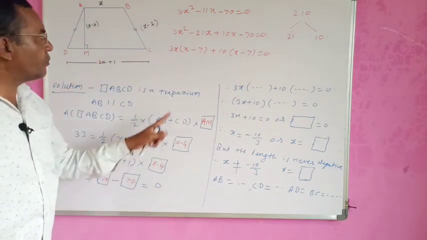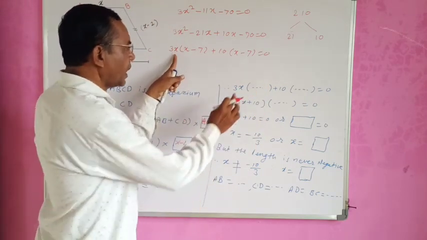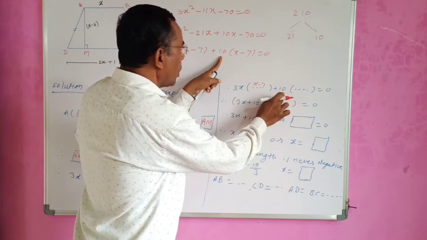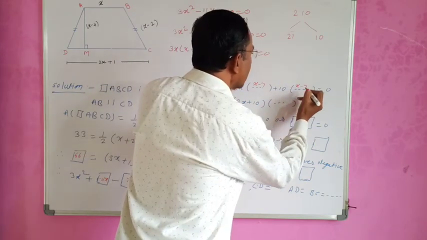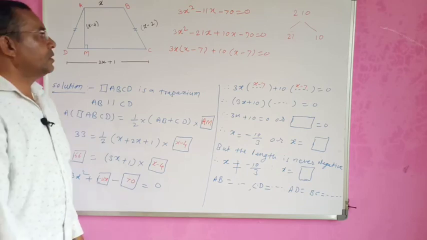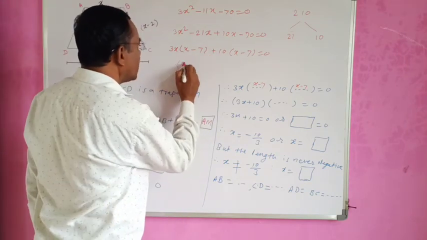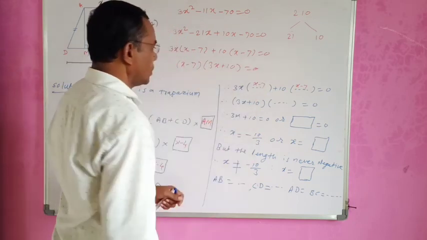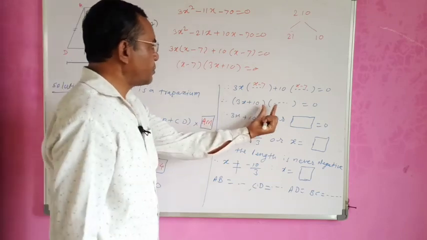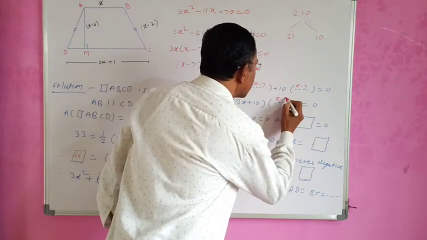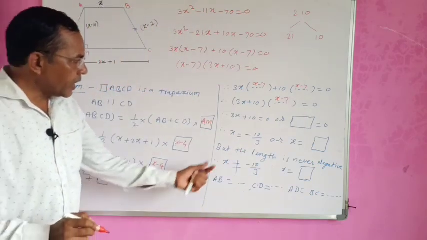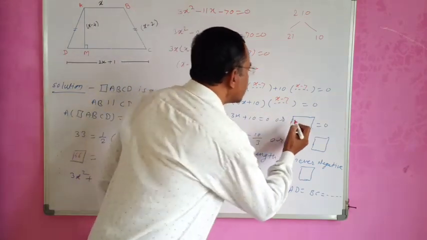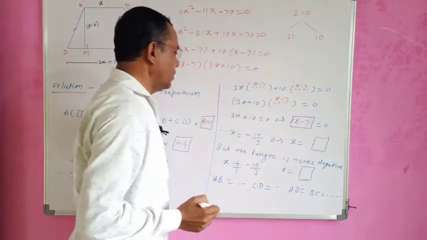Now we will fill this in a bracket. 3x is common, in this bracket will be x minus 7, plus 10 is common, and here will be x minus 7 is equal to 0. Now friend, x minus 7 is a common bracket here, and the second bracket is 3x plus 10, equal to 0. See here 3x plus 10, and the next bracket x minus 7 is equal to 0. Now taking every bracket equal to 0, 3x plus 10 is equal to 0, or x minus 7 is equal to 0.